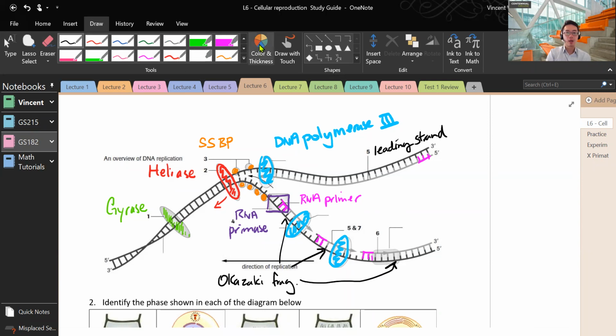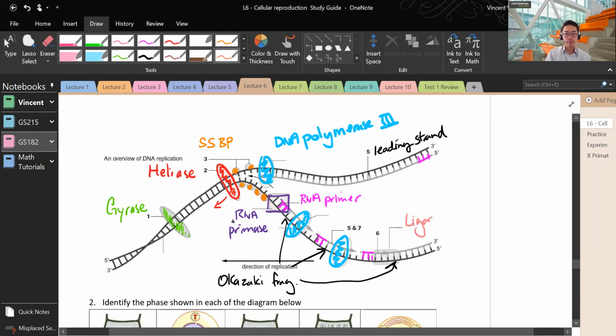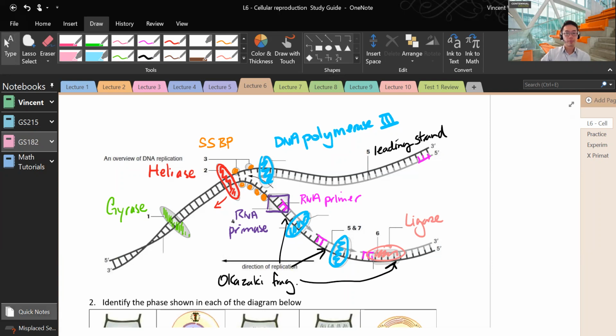The ligase that helps connect the strands together. Okay, what color have I not used yet? There we go. Ligase. Right here. Okay. Again, pretty straightforward.